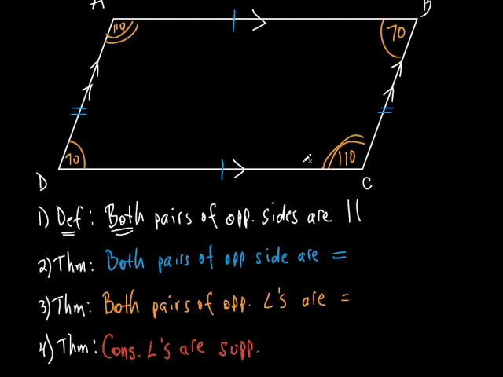And look, this 70 is next to this 110 as well, isn't it? And they're supplementary as well. I mean, take a look all the way around, right? These two are supplementary, these two are supplementary, these two are supplementary. You got it? So the opposite angles are equal. The consecutive angles, the angles that are next to each other, are supplementary. They add up to 180. We getting it? Yeah, not so hard.